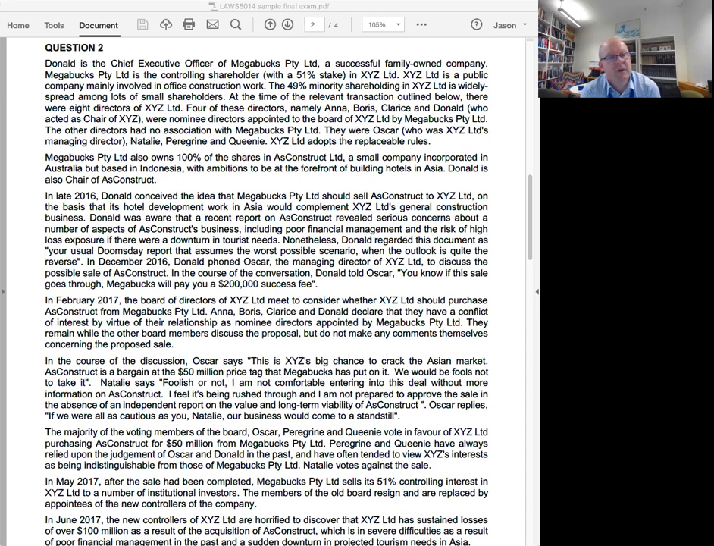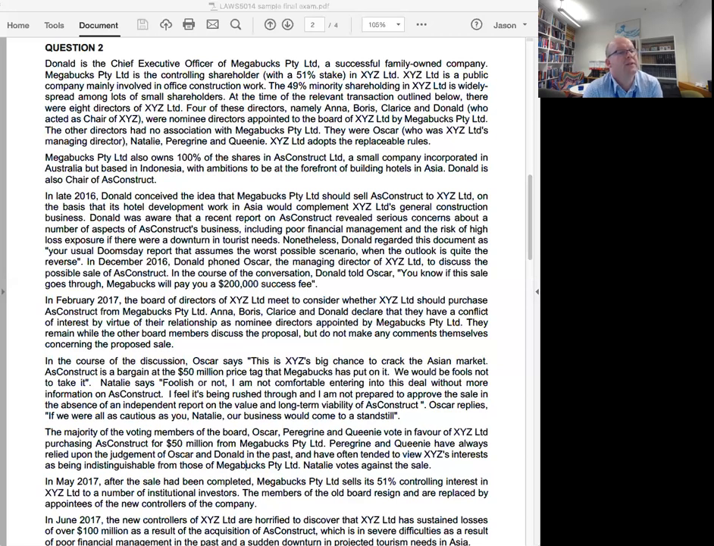Okay, so there's 8 directors, 4 nominees, and the other directors have no association with Megabucks. So we've got the managing director and 3 other directors, and we've got the replaceable rules. Megabucks also owns shares in AsConstruct, a small company incorporated in Australia but based in Indonesia, and it wants to be building hotels in Asia. So we know that XYZ is involved in office construction work, and AsConstruct is building hotels in Asia.